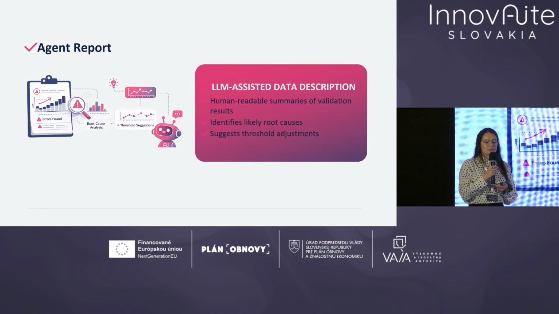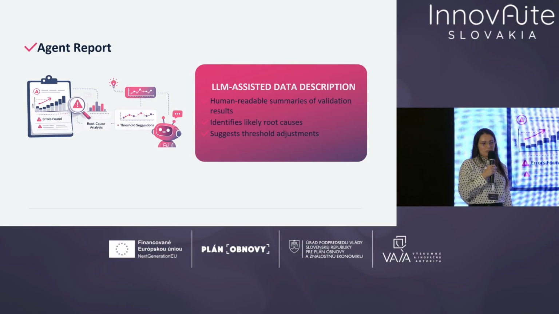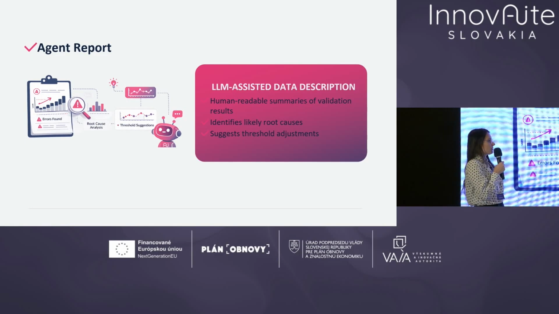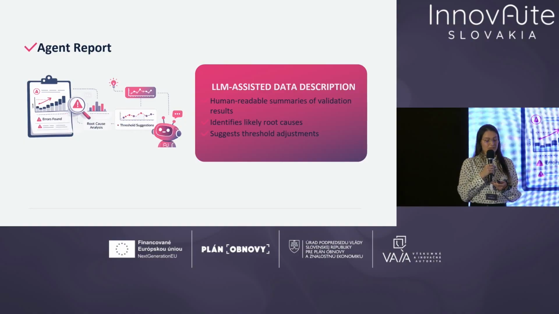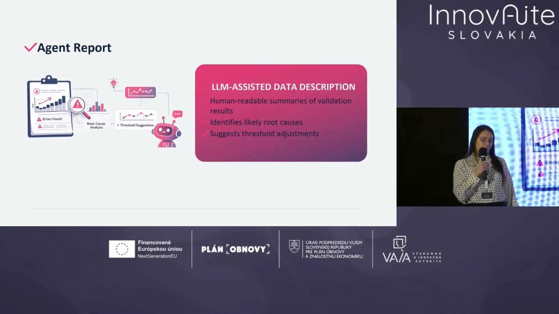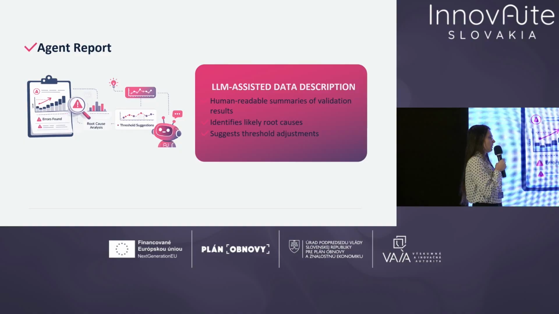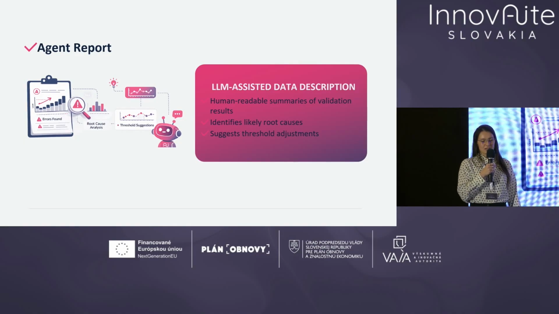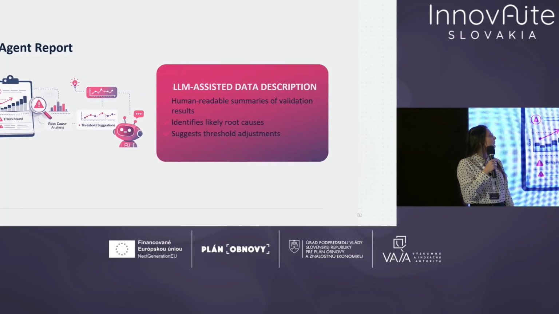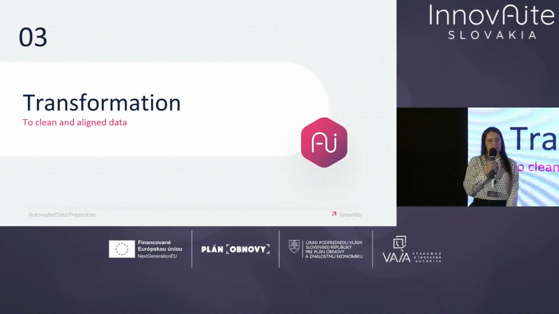Apart from that, we also have something called an agent report. In this, not only do we acquire a chart of the errors, but this agent report also helps us to summarize it in a human readable summary, explaining what kind of issues and problems there are, and what could be the root causes, for example, when there is no measurement. There is also a suggestion for threshold adjustments.